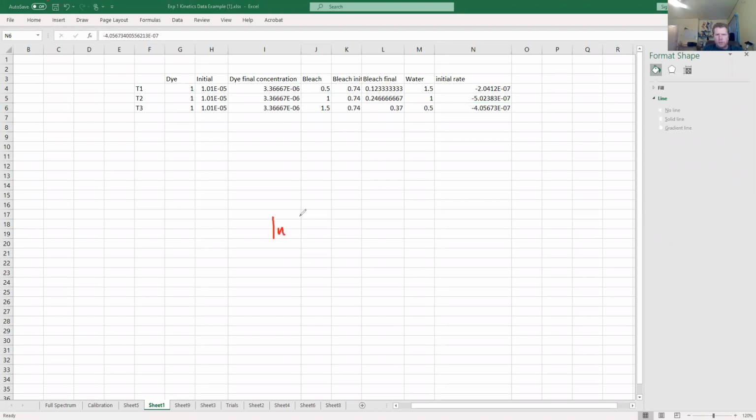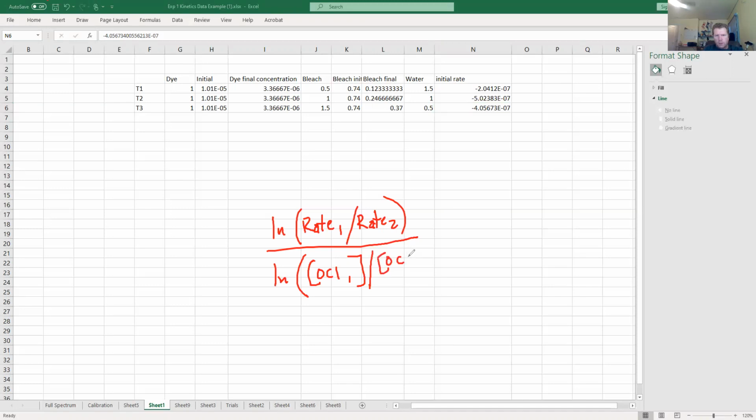Natural log of, what's going on? Okay. Rate 1 divided by natural log of rate 2 divided by, and this is going to be my natural log of concentration of OCl 1 divided by concentration of OCl sub 2 divided, yeah, that is equal to my y value.